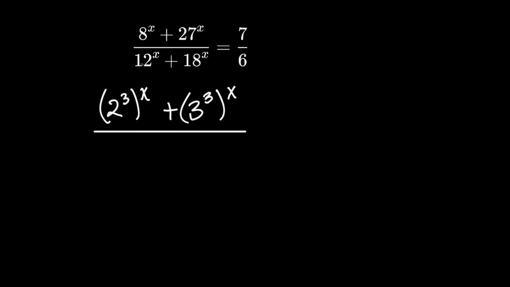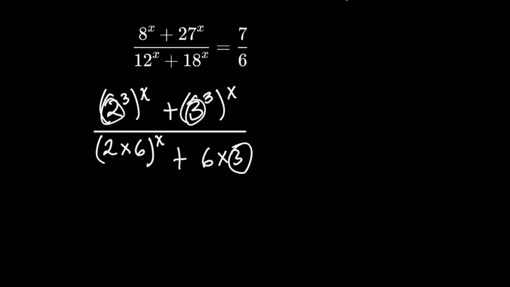Now 12, how can we rewrite 12 in such a way that we have a base of 2? Well, it looks kind of challenging, but don't worry. I'm going to write 12 as 2 times 6, because for sure I know that we have 2 right here, and at least I have one of the 2's, so there's no problem with that. Then I open a parenthesis, there is a power of x, then plus 18, which is also the same as 6 times 3. Again, I have one of the 3's right here, so you see it is pretty interesting, right? Then we have a power of x, and this is equal to 7 divided by 6.